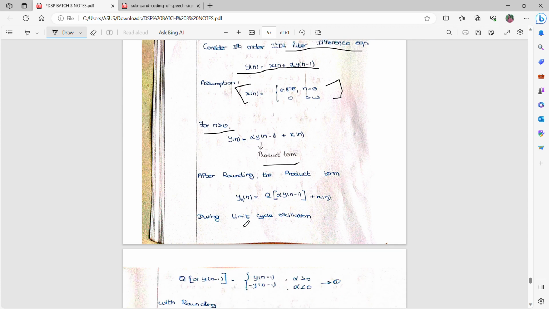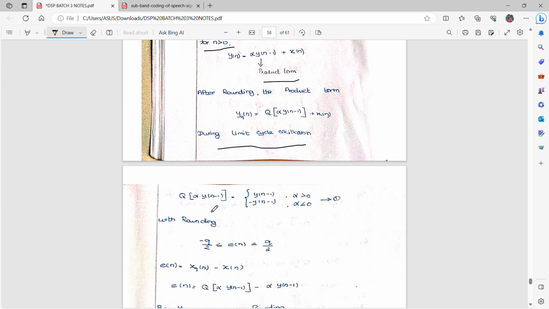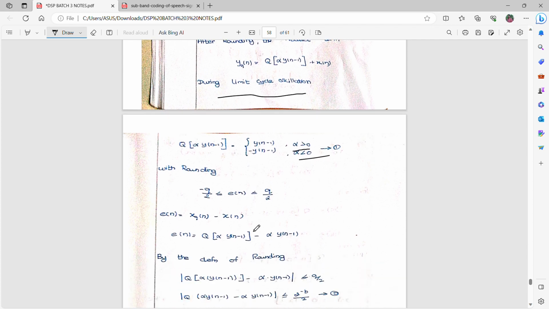Okay, so after rounding the product term, the equation must be yq of n equal to Q of alpha y of n minus 1 plus x of n. Then during the limit cycle oscillation, Q of alpha y of n minus 1 is equal to y of n minus 1 for alpha greater than or equal to 0, and minus y of n minus 1 where alpha is less than 0. With rounding, the error must be defined as minus q by 2 less than or equal to e of n less than or equal to q by 2, where e of n is equal to xq of n minus x of n.